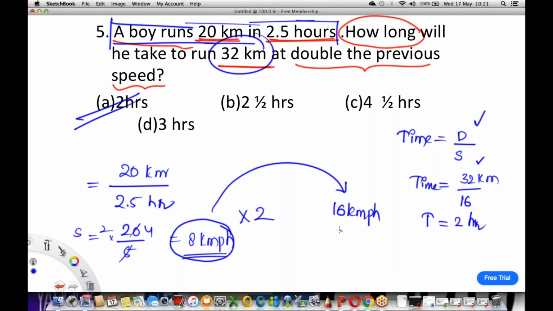Or by having this information itself you can say 16 kilometers per hour. It means that the boy can travel 16 kilometers by taking 1 hour of time. To travel 32 kilometers obviously is going to take 2 hours of time. I think it's very clear.